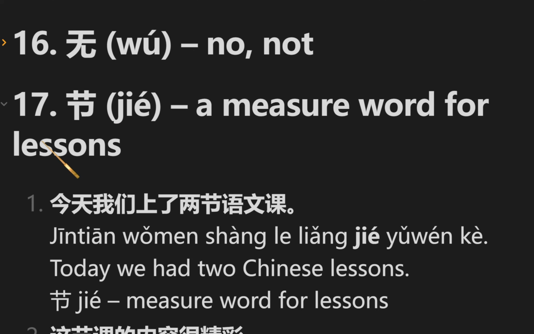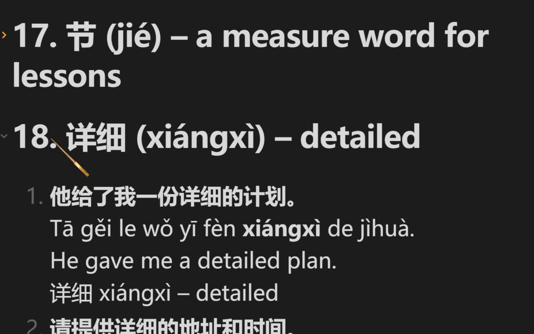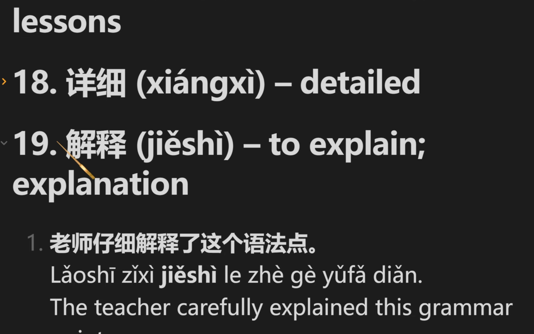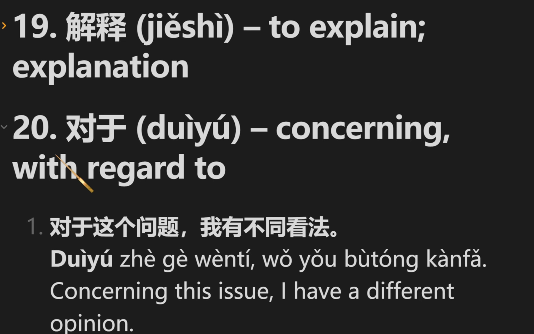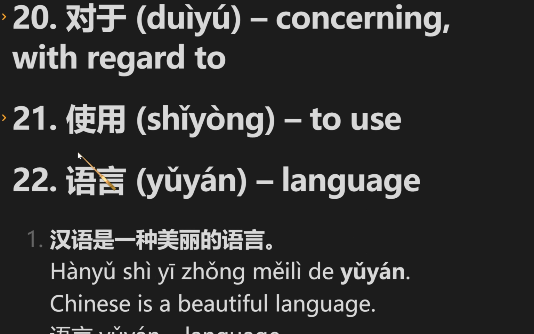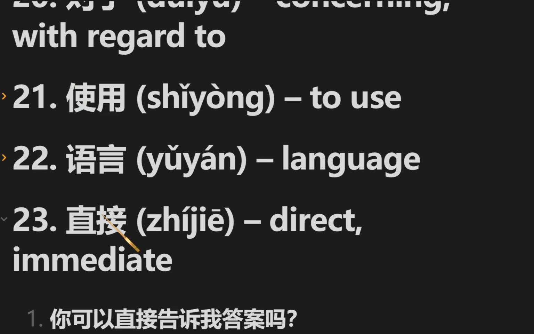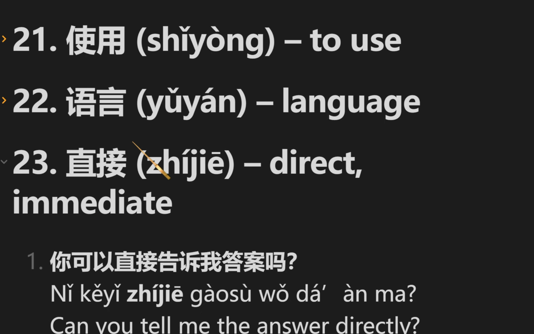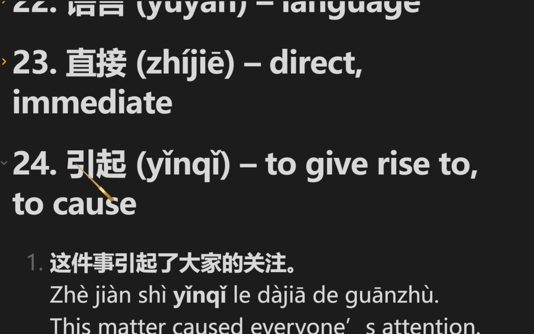Next time let's repeat what we learned today. 节 is a measure word for lessons: 一节课, 两节课. 详细 details. 解释 to explain, explanation. 对于 concerning, with regard to. 使用 to use, to utilize, also just 用. It's more written language. 语言 language. 直接 direct or immediate. And 引起 to cause, to give rise to something.